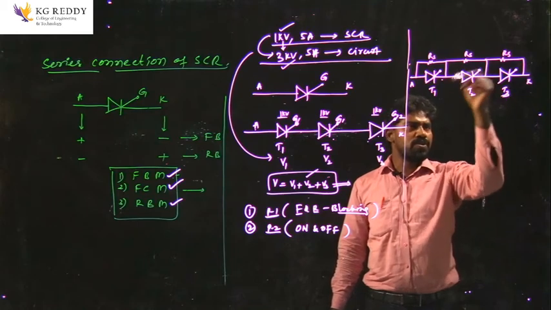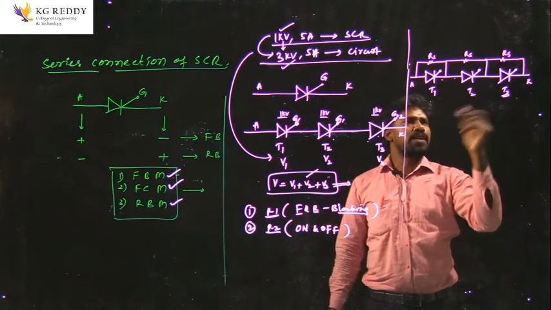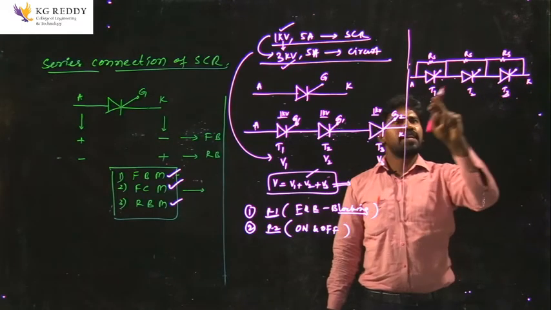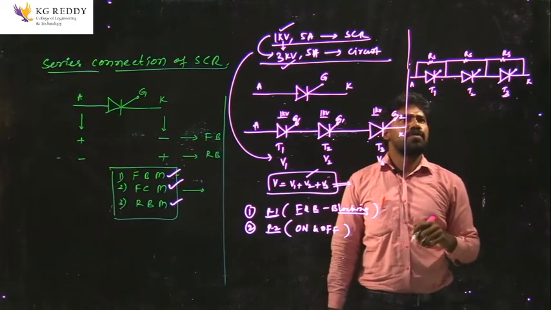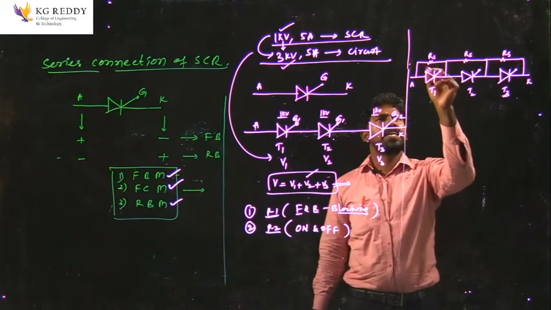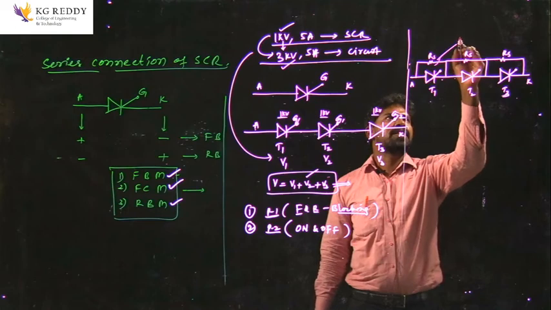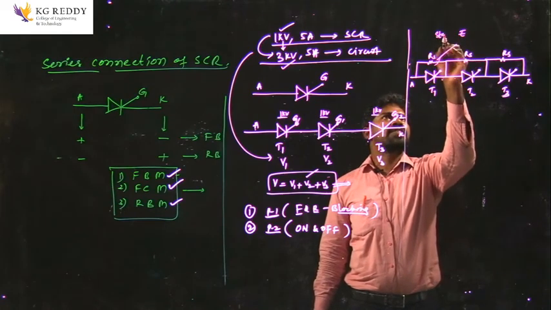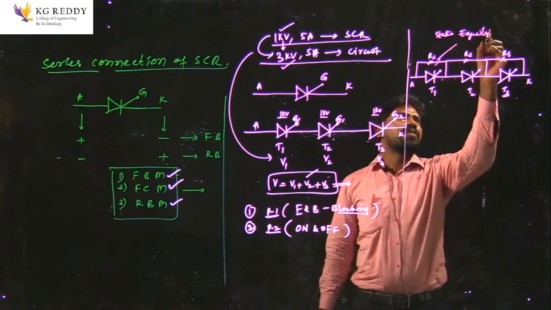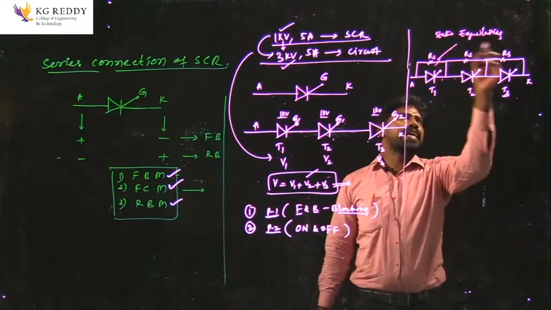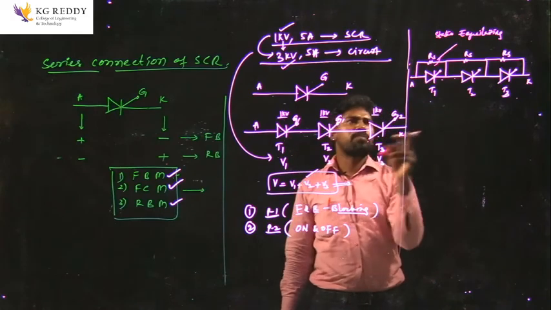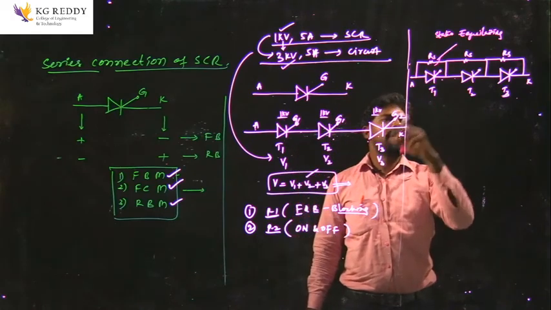Suppose T2 triggers first, then T1 or T3 may be damaged. Likewise, if T3 triggers, then T1 or T2 may turn off because of the overloading problem. To overcome this, I am connecting the equalizing resistance here. This is the static equalizing resistor. By connecting this static equalizing resistance, I can overcome the overloading problem when the first thyristor triggers.